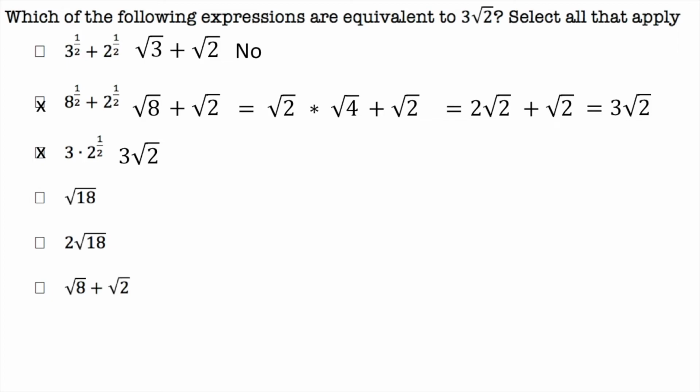Next one, break apart 18. We already know that 2 times 9 is what it breaks apart to from the other problems that we did before. So take the square root of 9, which is 3, and multiply it with your square root of 2 that's left over, and that gives you 3 square root of 2. So that one works as well. Next one, we've got 2 and 9 again because that's an 18 underneath.